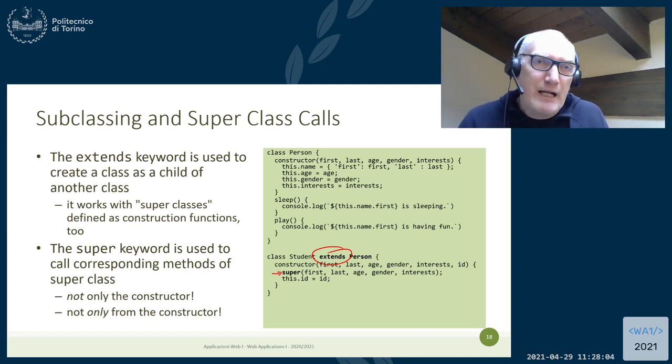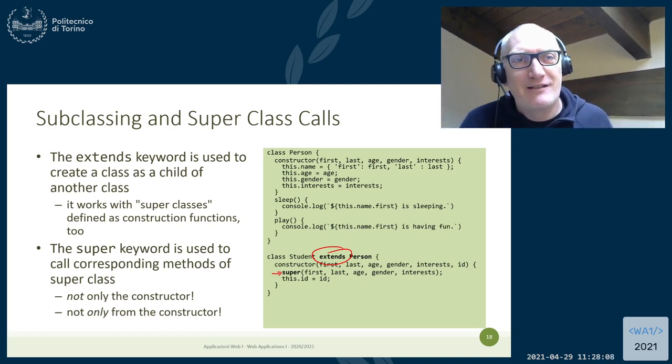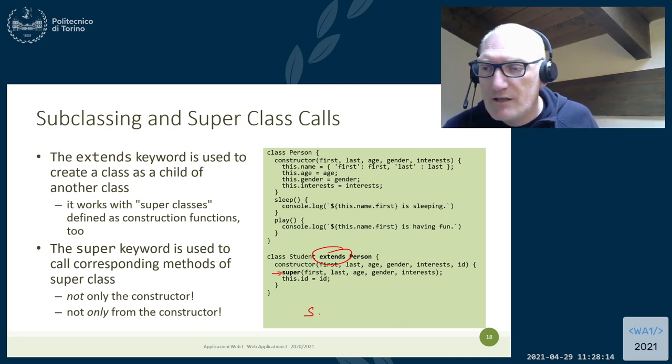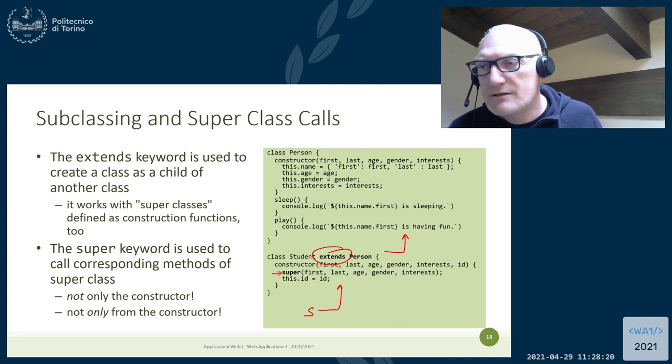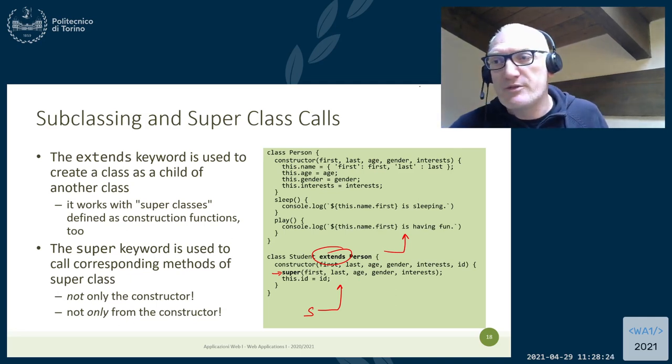And then we will have objects that inherit or link to the prototype of all the classes. So basically, in this case, we have a student S, which is prototype linked to the prototype of student. And this one is also prototype linked to the prototype of person. So we have two steps, and then, of course, of object.